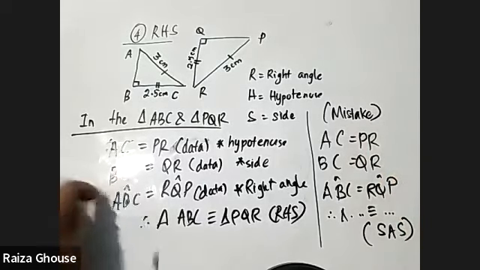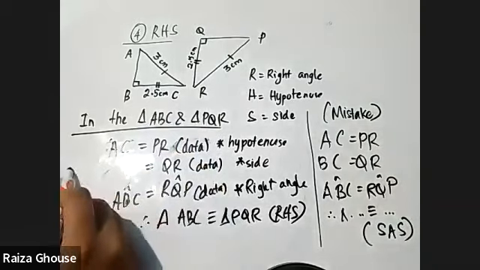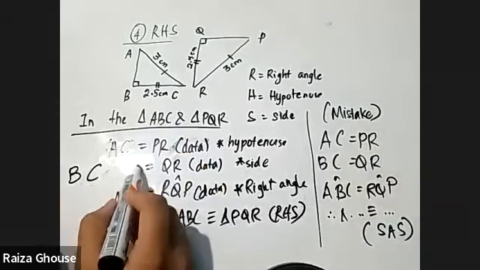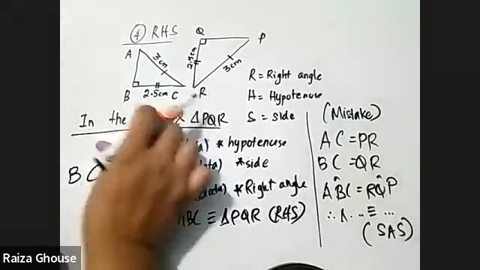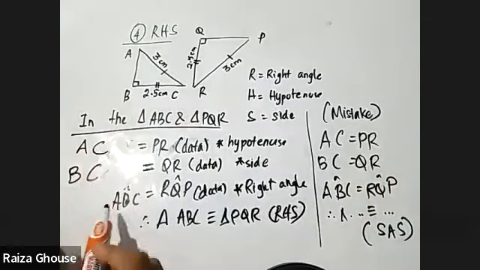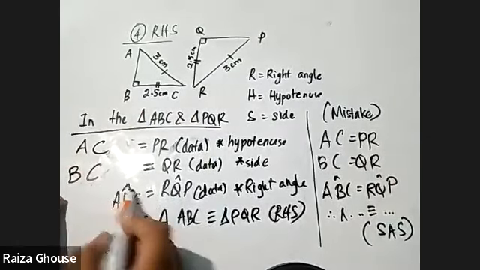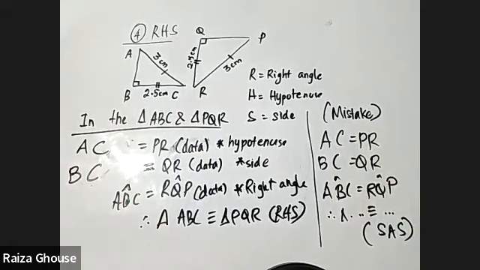Here, it's BC. If you can't see, I'll write it here because there's light here. It's BC. And this is AC. This is ABC. You can see it. Copy down. When you're done with the work, let me know.